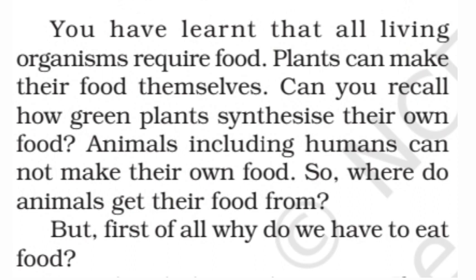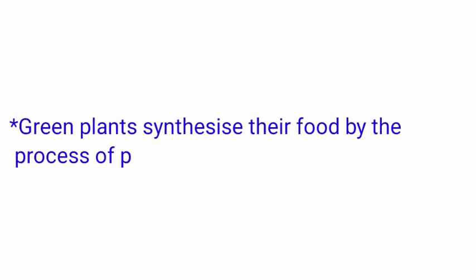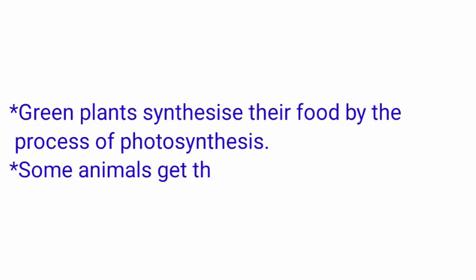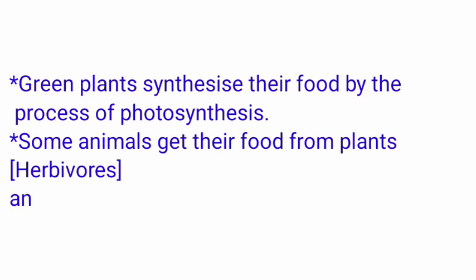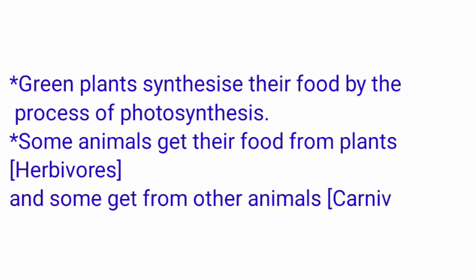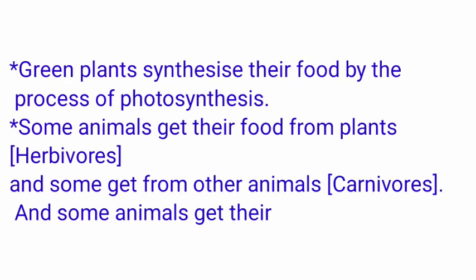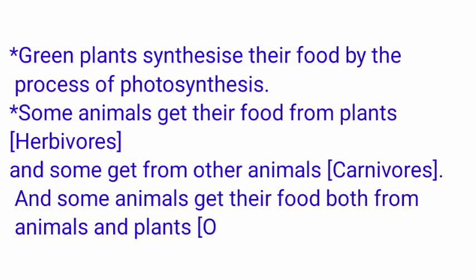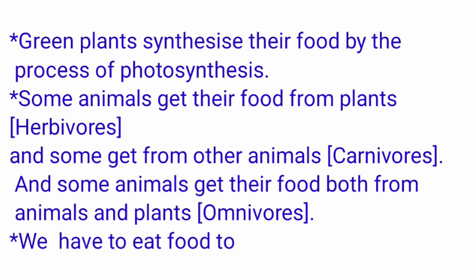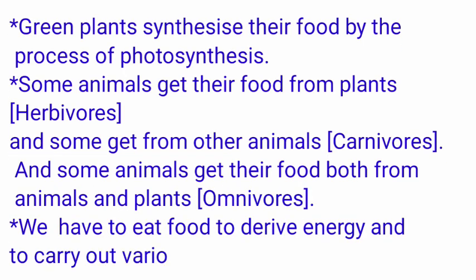How do plants make their food? In what way do humans obtain food? And why should we eat food? Let us know the answers for these questions. Green plants synthesize their food by the process of photosynthesis. Some animals get their food from plants. Those animals are called herbivores. And some get it from other animals, which are called carnivores. And some animals get their food both from animals and plants, which are called omnivores.